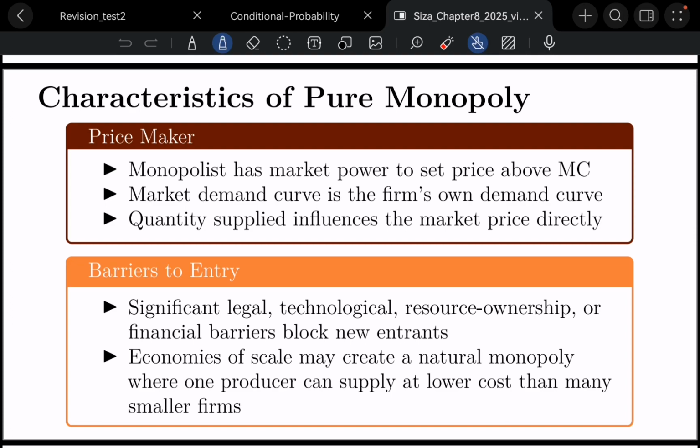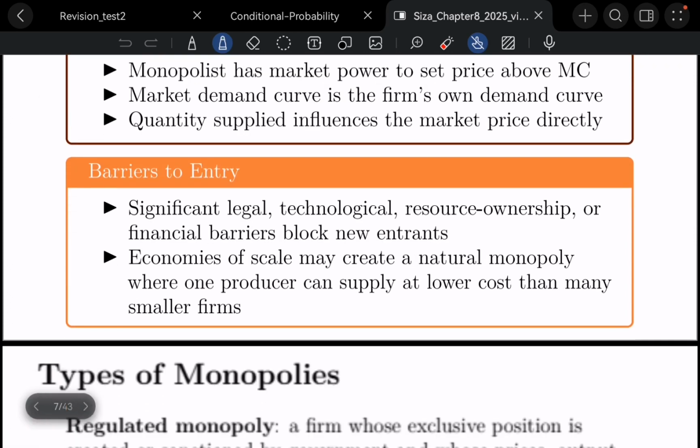So these can be legal barriers to entry, technological, or financial barriers to entry, which is probably the most common. And you find that things like economies of scale will create a natural monopoly. This is when only one producer in the market is able to sell at that really, really low price because of economies of scale, and everyone else can't, and that leads to us having a natural monopoly. That's also another thing that leads to barriers to entry.